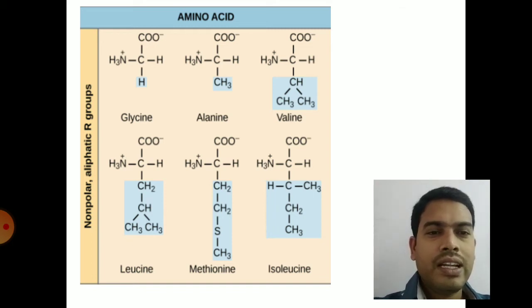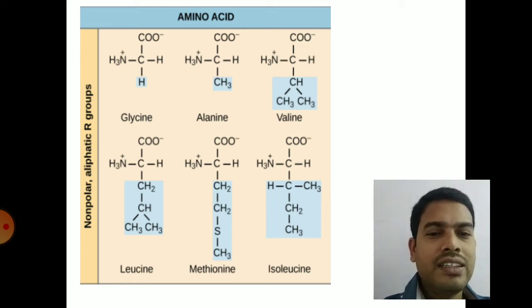So that is about alanine. If the R group contains CH with 2 methyl groups, then it is called valine. So you can see the structure of valine there. And if it contains CH2, CH, CH3, CH3, then it is called leucine. If it contains CH3, CH2, CH3, it is called isoleucine.